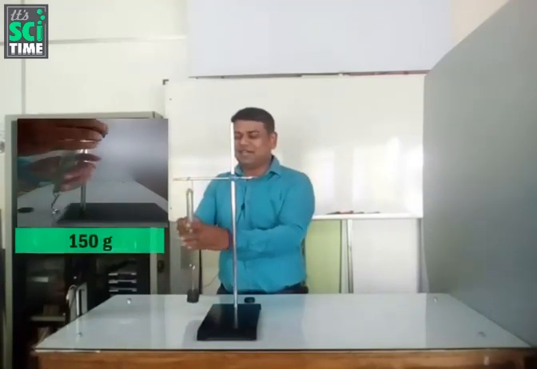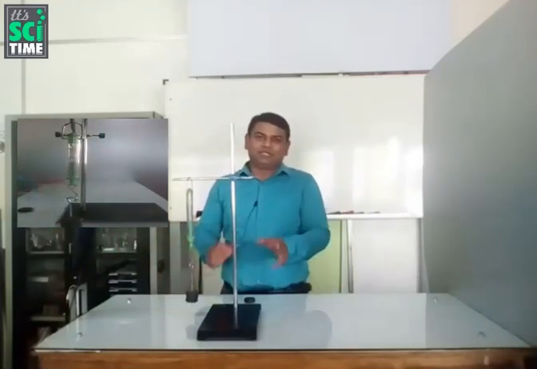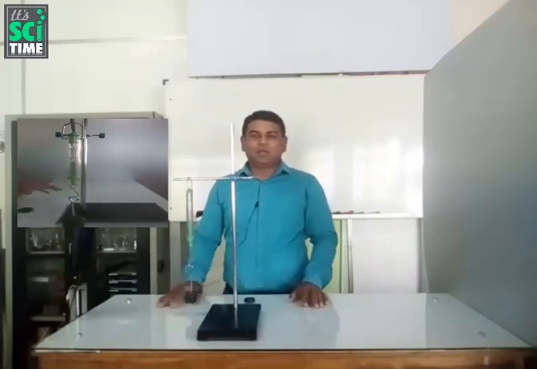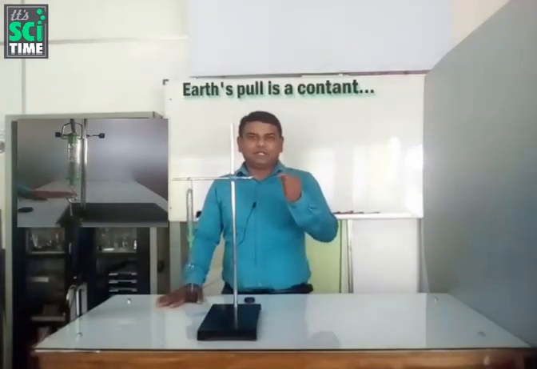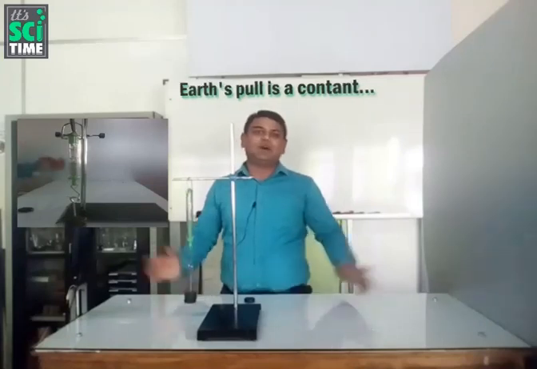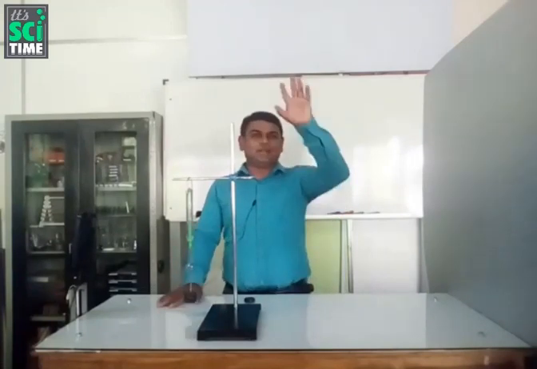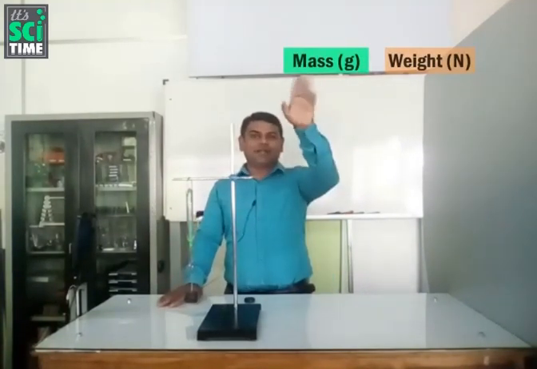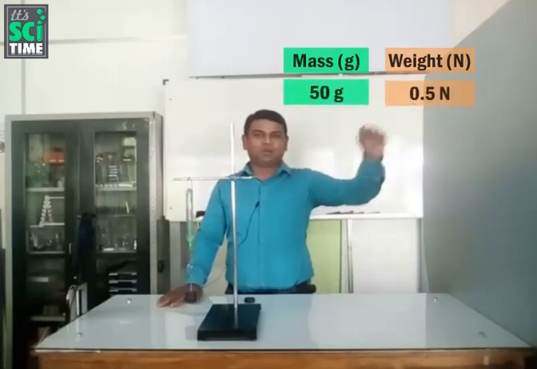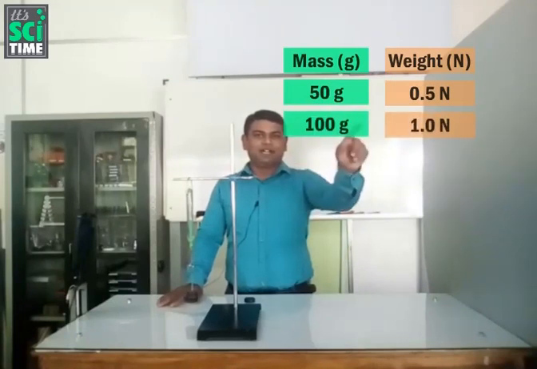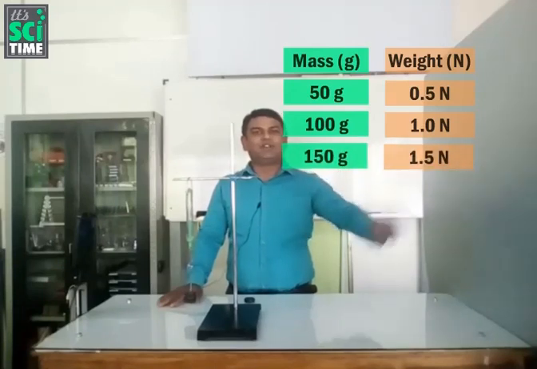See that? It's 150 grams. So there's a relationship between these grams and the newtons, because we are doing this experiment on Earth. The Earth's pull is constant throughout our experiment. So by including these, we can fill this table here. On one side you can see the grams and the newtons. 50 grams, 0.5 newtons. 100 grams, 1 newton. 150 grams, 1.5 newtons.